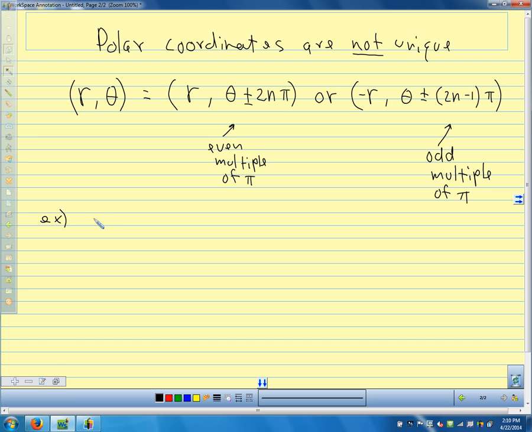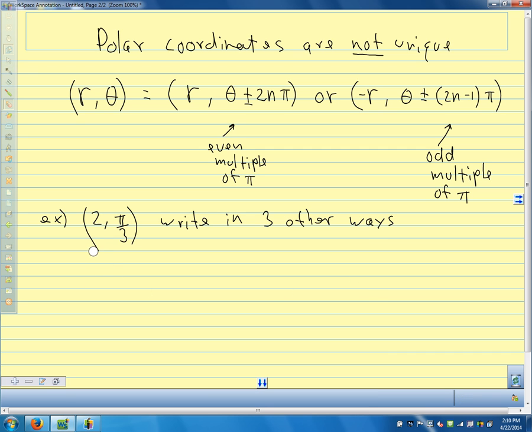So what if we have the point (2, pi over 3), and we want to write this in 3 other ways. So this is our point in polar coordinates. What's the easiest way that's equivalent to this? What are we going to do with pi over 3? Add 2 pi. The easiest multiple of 2 pi is just to have n equal 1.